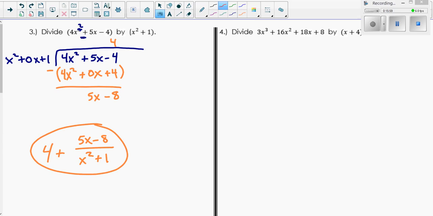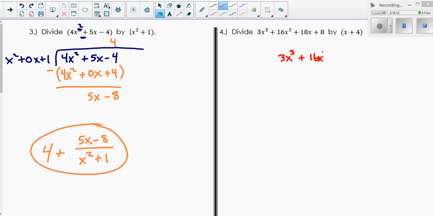At this point, if you want to try one on your own, feel free. Otherwise, you can watch me and I'll do it again. So notice I have no missing terms. So I have 3x to the third plus 16x squared plus 18x plus 8. And I'm going to divide this whole thing by x plus 4. Okay.